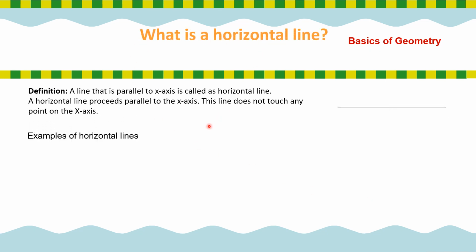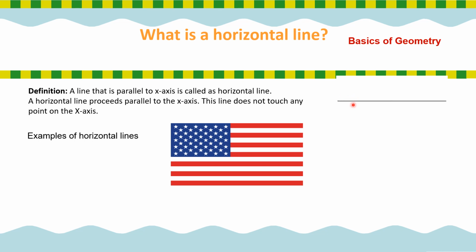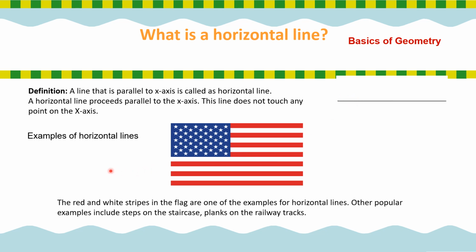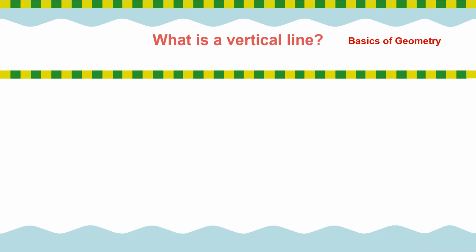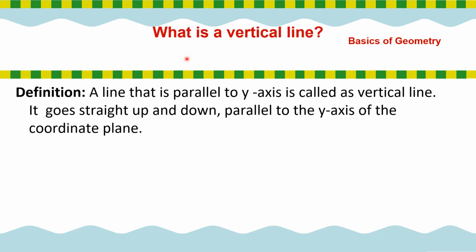What is a horizontal line? By definition, a line that is parallel to the x-axis is called horizontal. A horizontal line proceeds parallel to the x-axis. This line does not touch any point on the x-axis. So we have the straight line. Okay, so this is an example of a horizontal line. The red and white stripes in a flag are one of the examples of horizontal lines. Other popular examples include steps on the staircase, planks on the railway tracks.